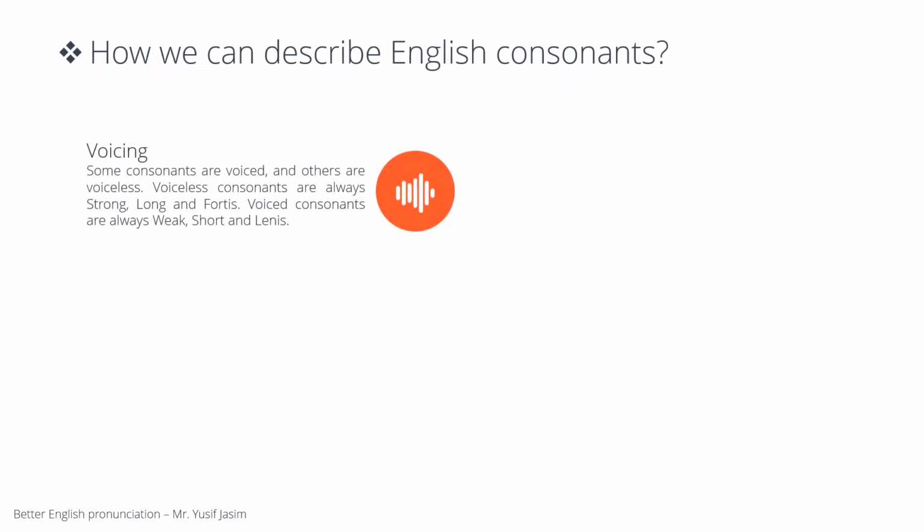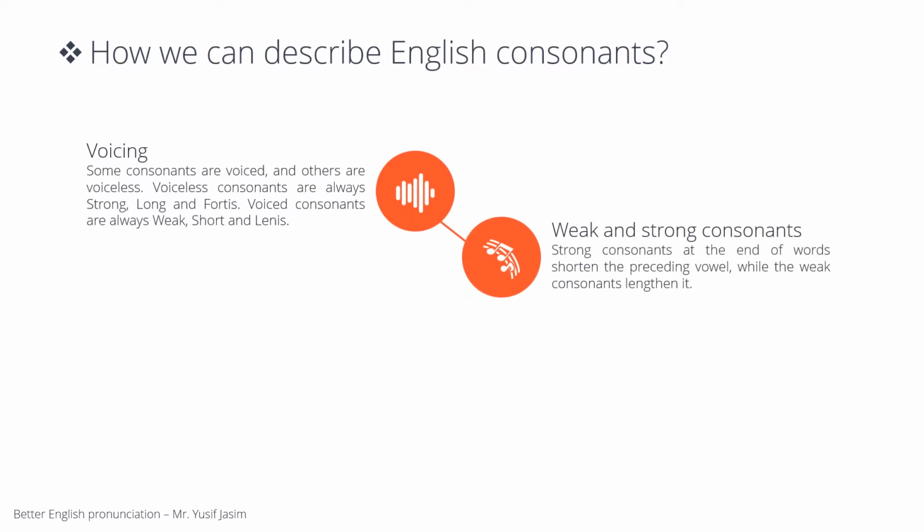Voicing. Some consonants are voiced and others are voiceless. Voiced consonants are produced with the vibration of the vocal cords, while the voiceless consonants don't have any vibration. Vowels, nasals, glidings, and laterals, which we will deal with each one of them later, are all voiced. Voiceless consonants are always strong, long, and fortis, while voiced consonants are always weak, short, and lenis. Strong consonants at the end of the word shorten the preceding vowel, while the weak consonants lengthen it.